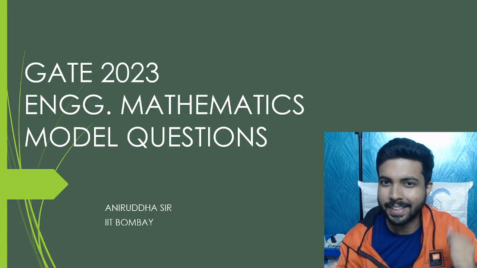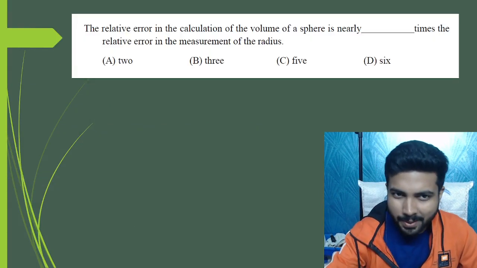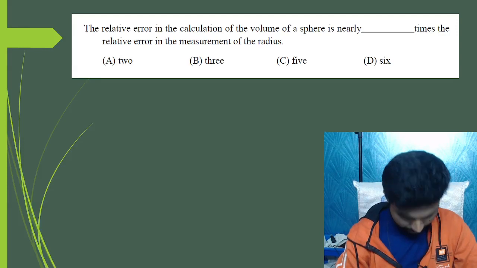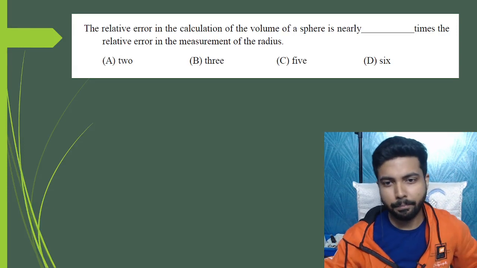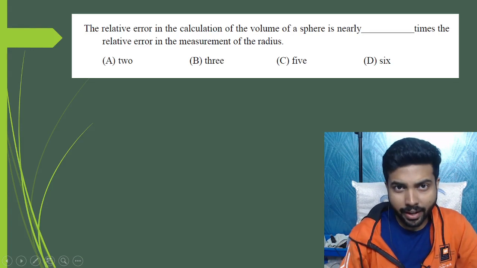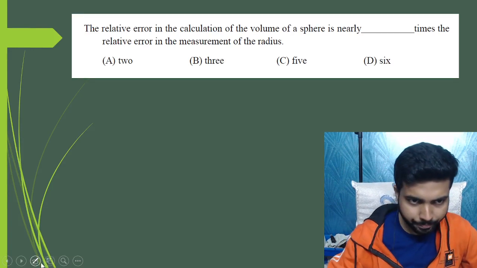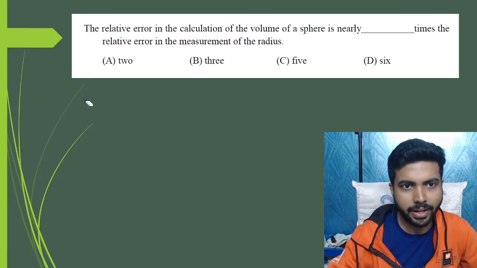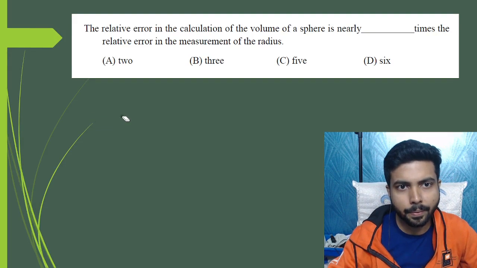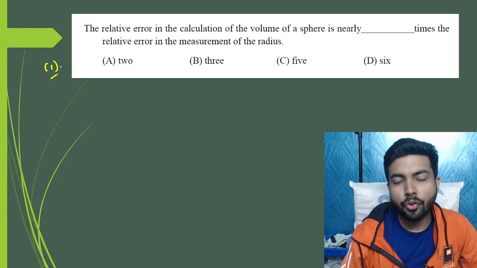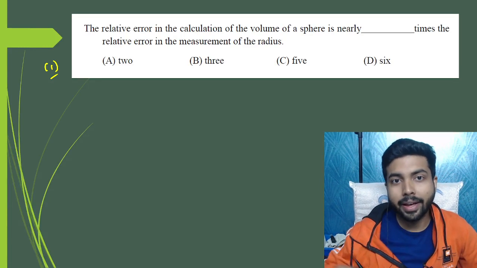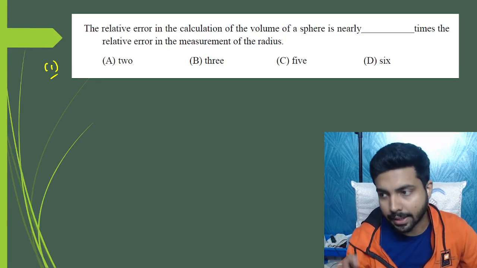चलिए शुरू करते हैं. So let's begin with the first question actually, which is given over here. I think I'm audible and visible to all of you people perfectly. Okay, so the relative error in the calculation of this is a 1 mark question. All the marks were also specified clearly. The relative error in the calculation of a volume of a sphere is nearly dash times the relative error in the measurement of the radius.